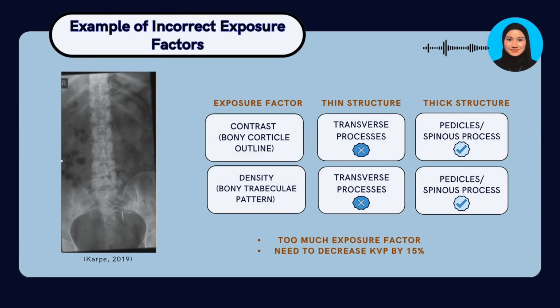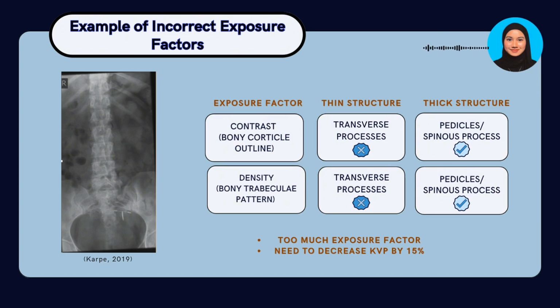This is an example of a radiograph with incorrect exposure. For contrast, the VCO of the transverse process, which is the thin structure, is not visible, but the VCO of the pedicles or spinous process, which is the thick structure, is visible, so this indicates over-penetration.